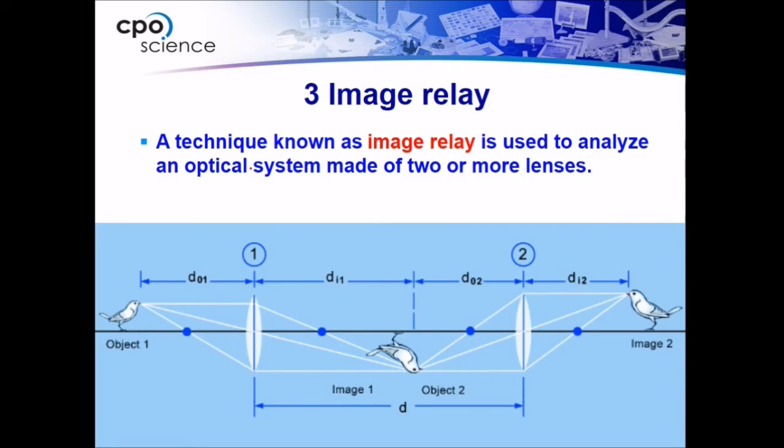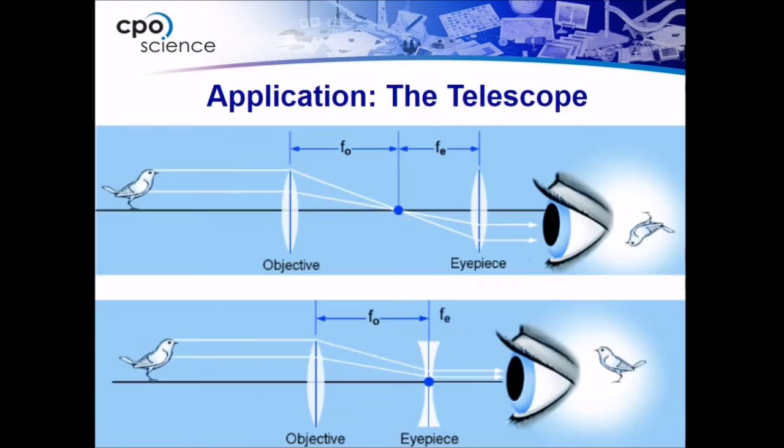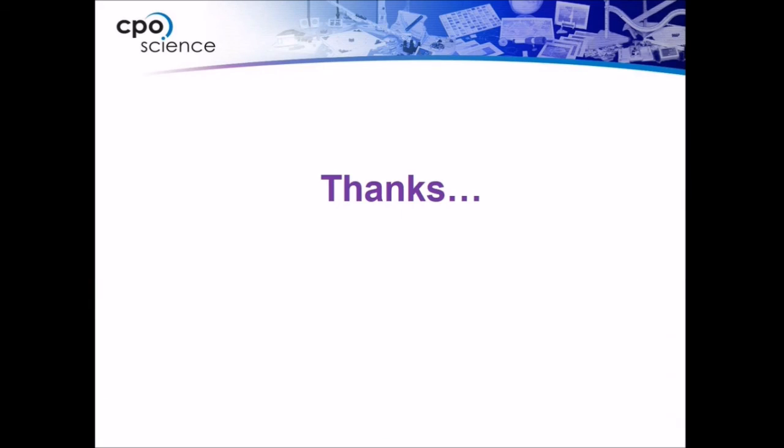A technique known as image relay is used to analyze an optical system made of two or more lenses. An application is telescopes, with an objective lens and an eyepiece, so you can view a distant object. So this was a basic idea about light and color and a little bit of optics.